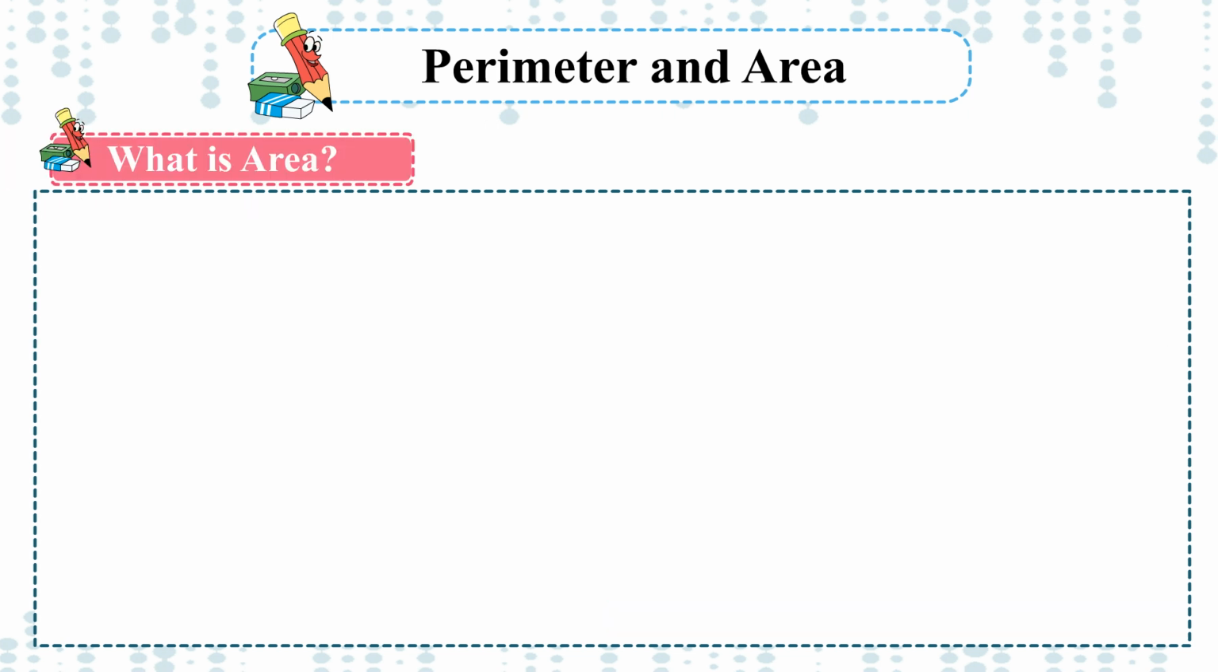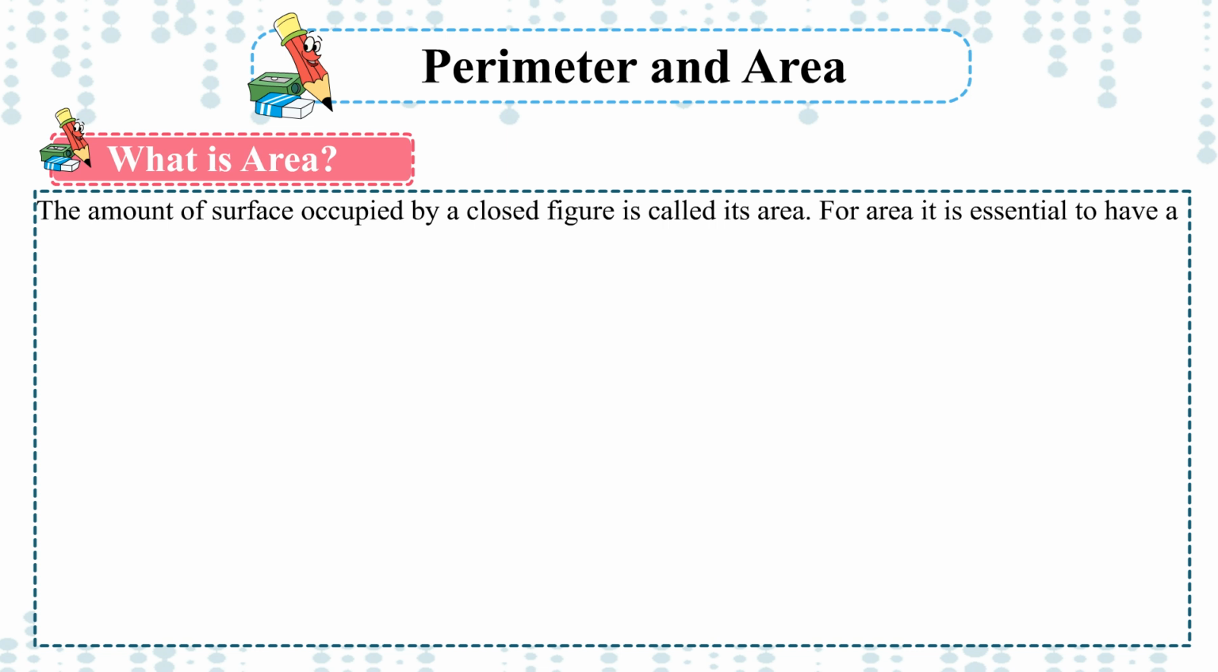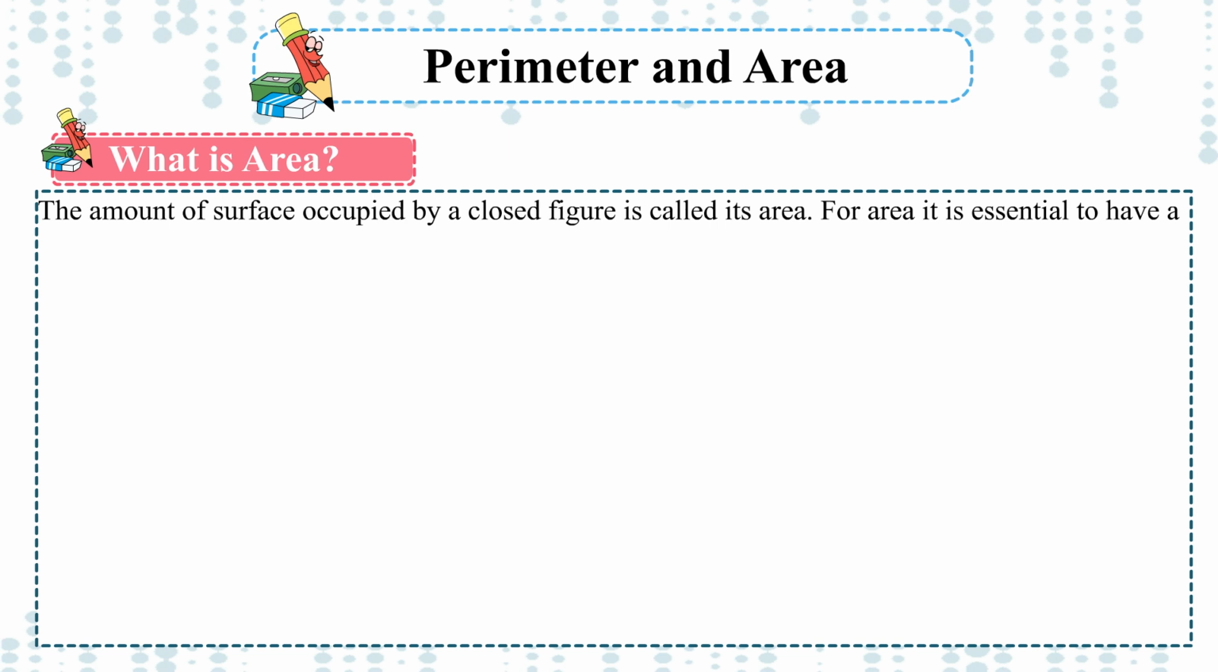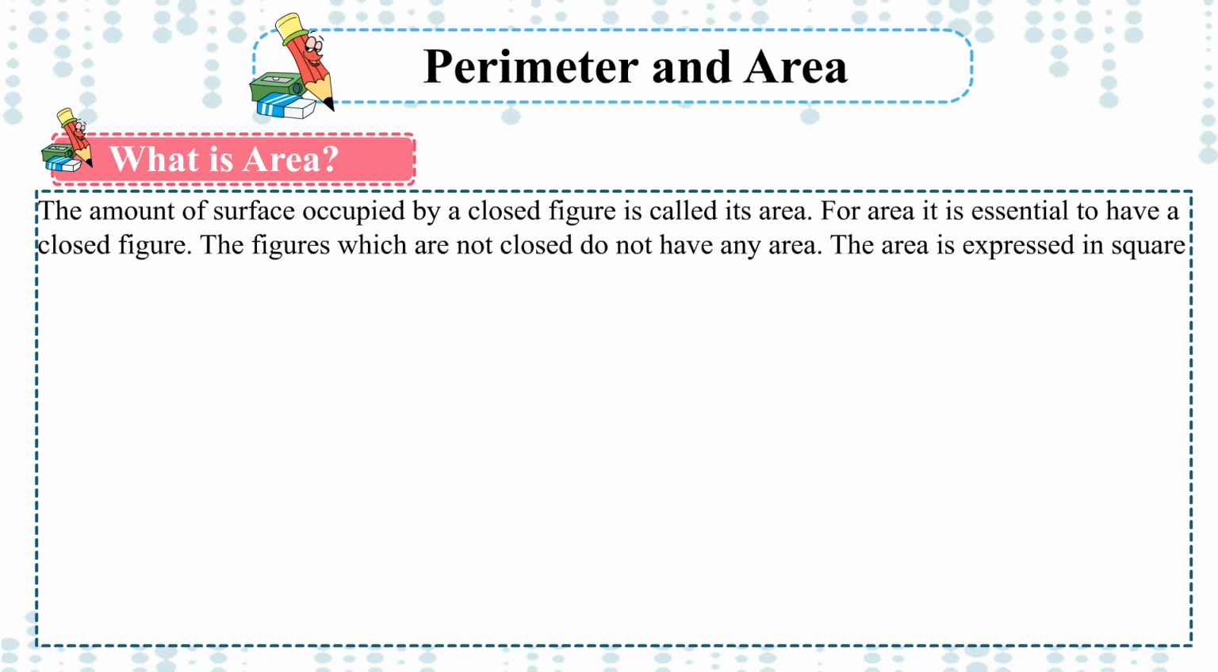What is area? The amount of surface occupied by a closed figure is called its area. For area, it is essential to have a closed figure. The figures which are not closed do not have any area. The area is expressed in square units of length such as millimeter raised to the power 2, centimeter raised to the power 2, meter raised to the power 2, kilometer raised to the power 2, etc.